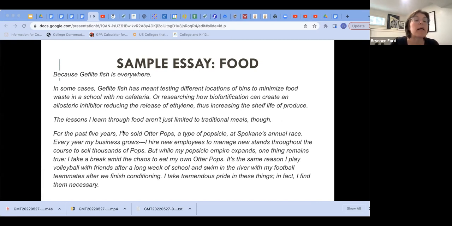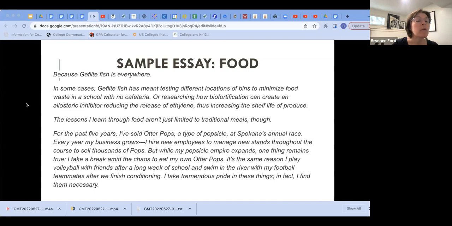Because gefilte fish is everywhere. In some cases, gefilte fish has meant testing different locations of bins to minimize food waste in a school with no cafeteria, or researching how biofortification can create an allosteric inhibitor, reducing the release of ethylene, thus increasing the shelf life of produce.